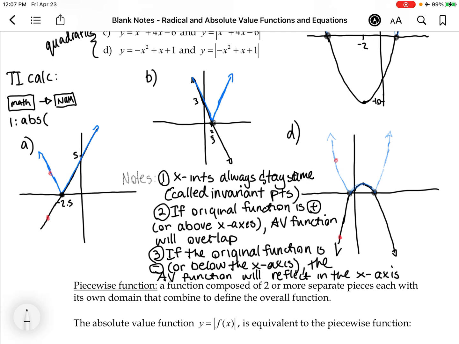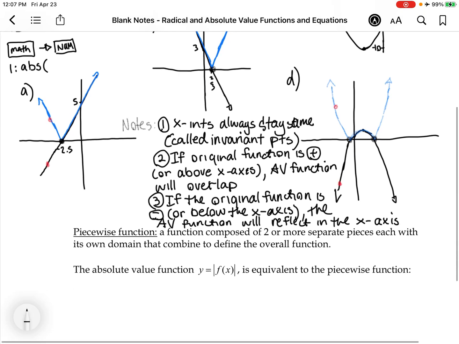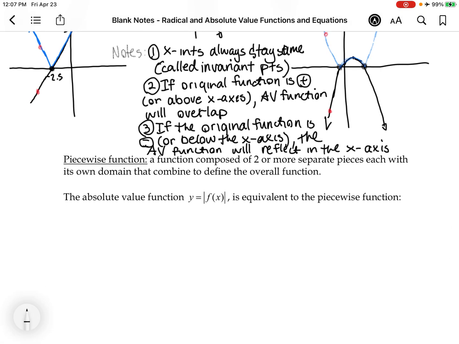Okay, now here, this is where we talk about something called a piecewise function. And a piecewise function is essentially when you take a function that's comprised of several parts and you piece them all together. So for example, you might say that f of x equals x if x is greater than 0, or 5 if x is less than 0, right?